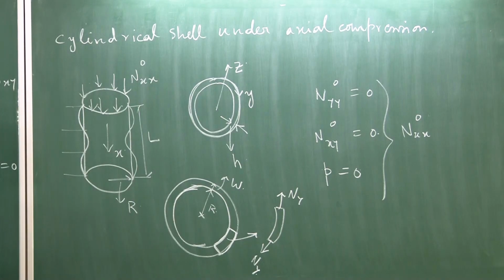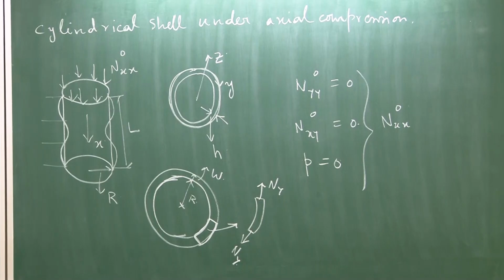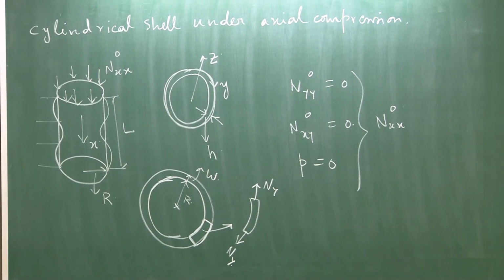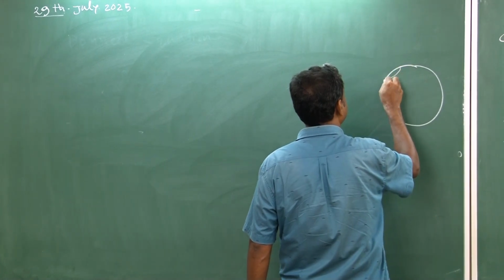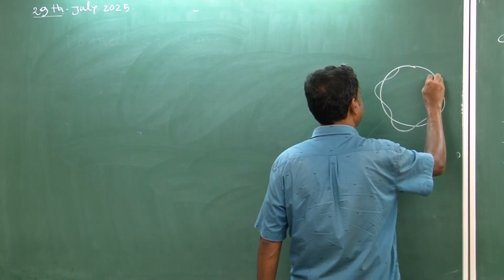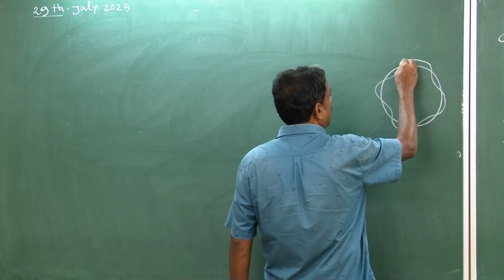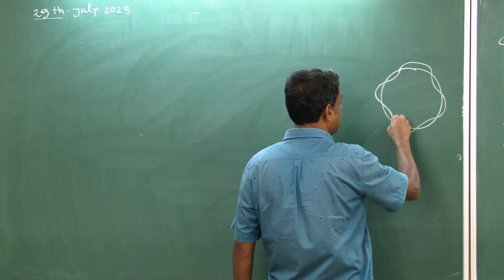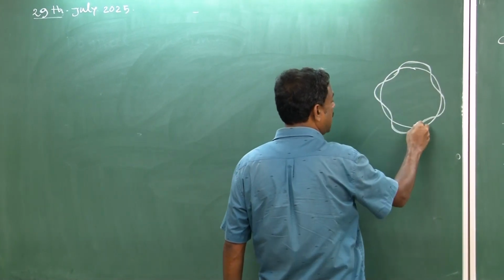But here that is not the case. Here we will also assume that along the circumference, just like in the longitudinal direction, there can also be this kind of wave. So we will approximate the lateral circumferential displacement field using a sinusoidal function. So these are the half wavelength numbers.